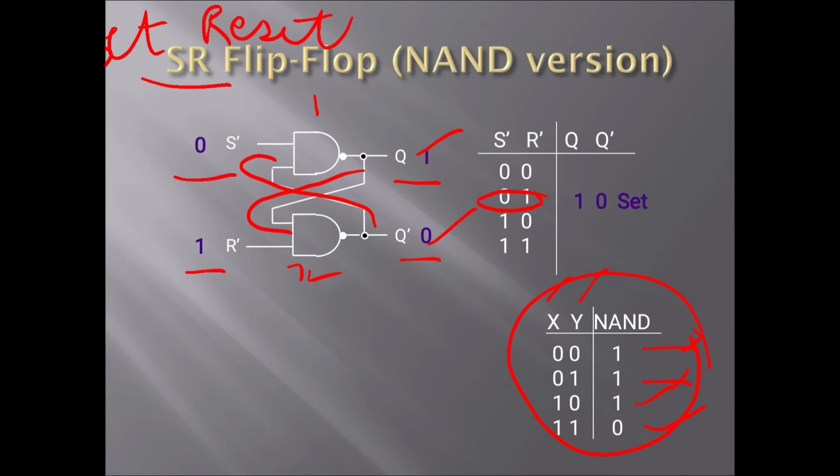Now, in the first NAND gate, the S complement value is 0 and the other input value is 0, so the output of the NAND gate is 1. So in the next clock pulse, the Q value is 1. And in the second NAND gate, the Q complement value is 1 and the second input value is 1. So 1 1 gives the value 0. So the next clock pulse value is 0.